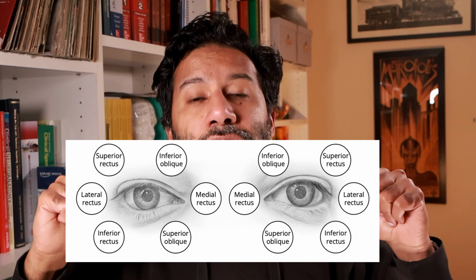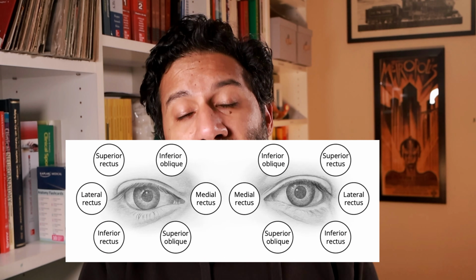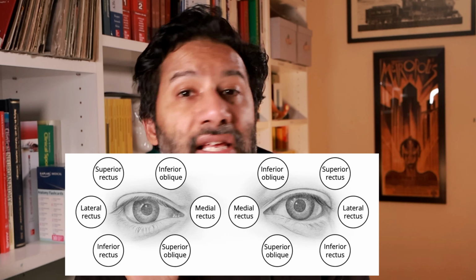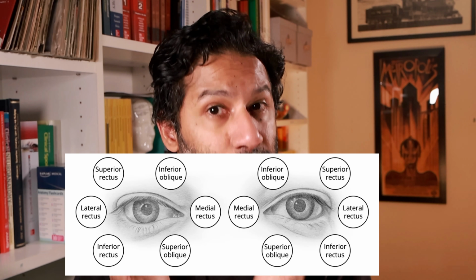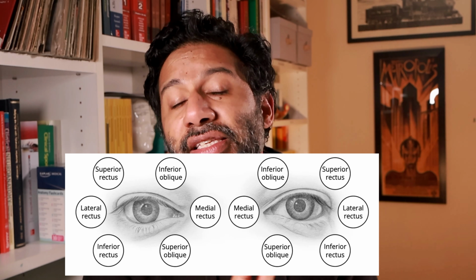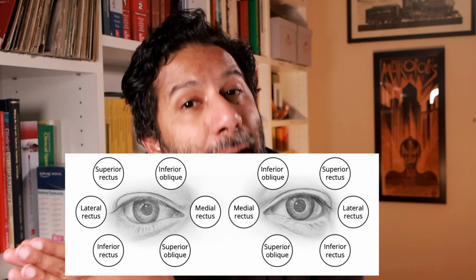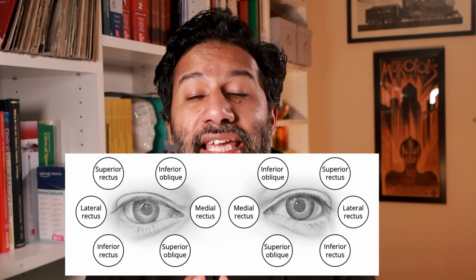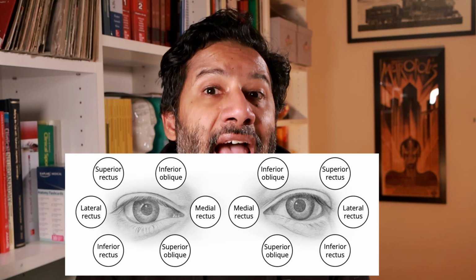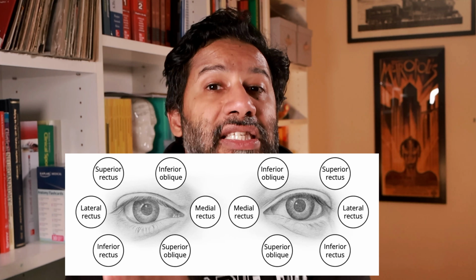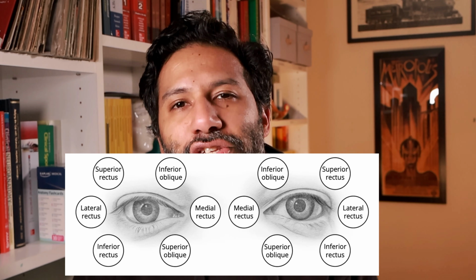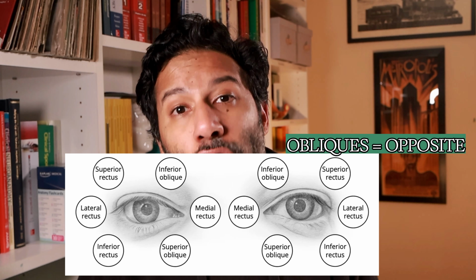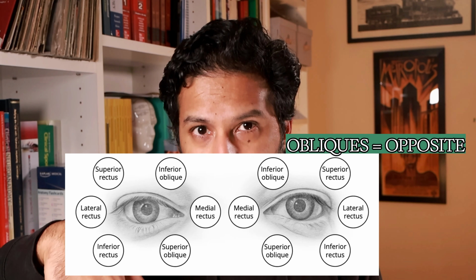So our eye muscles are the obliques and the rectis. The rectis are always right. So whatever I say lateral rectus, that's exactly what that muscle does. It's right. So lateral rectus moves the eye laterally or abducts the eye. The obliques are always opposite. So if I say inferior oblique, that's the opposite action. So it actually elevates the eye superiorly. So the recti are always right, superior rectus elevates the eye. The obliques are always opposite, superior oblique depresses the eye.